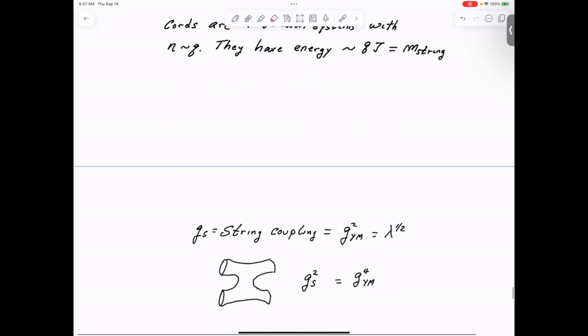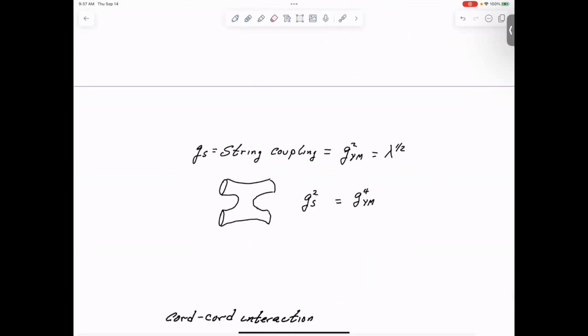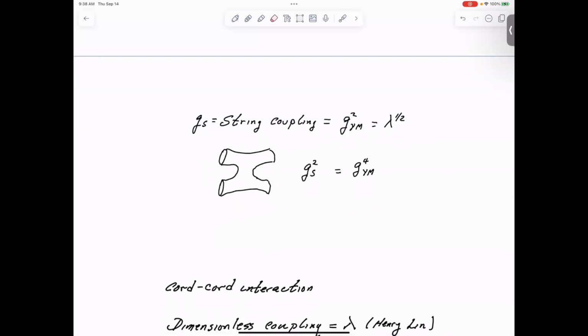I'll tell you one thing that I know about them, which I find interesting. If we go back to string theory and look at the actual coupling between strings, it's the string coupling constant, which is the Yang-Mills coupling constant squared, which is like lambda to the 1/2. Remember, it was G Yang-Mills to the 4th, which was like lambda. So a simple string scattering, proportional to G string squared, would be proportional to G Yang-Mills to the 4th in a Yang-Mills construction of strings.